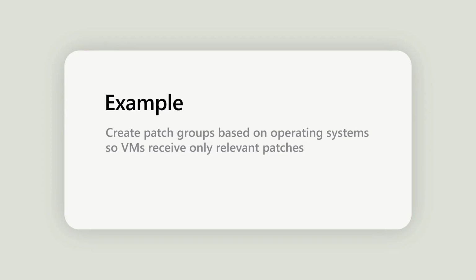Each group can then receive tailored updates, with Windows VMs receiving security patches, Linux VMs receiving kernel updates, and database servers receiving specific performance patches. Grouping VMs by type allows for efficient, targeted updates, streamlining patch management in diverse environments.